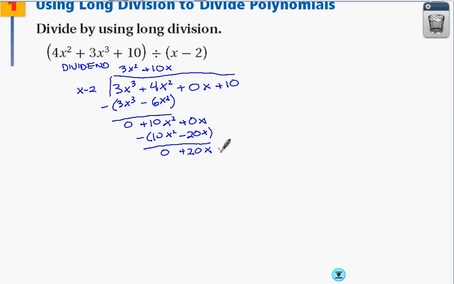Bring down the next term, plus 10. Ask the question, what would I multiply x by to get 20x? The answer is 20. So I'll put 20 in the quotient position. Perform the multiplication. x times 20 is 20x. Negative 2 times 20 is negative 40. Subtract that expression from the one above. 20x minus 20x is 0. 10 minus the negative 40, two negatives make a plus. 10 plus 40 equals a positive 50. This is our remainder.